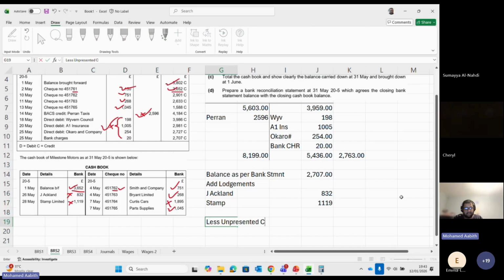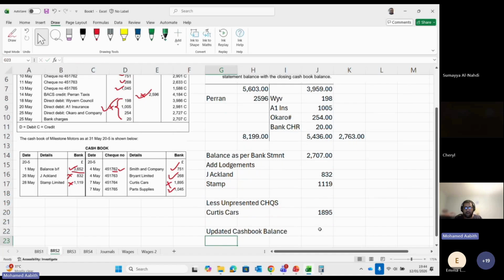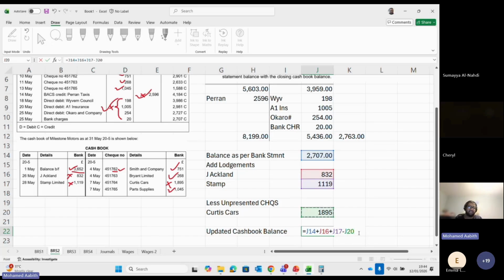Okay, so these are the ones we need added on, and then less unpresented checks. So what are the unpresented checks we have? We have Curtis Cars, and that is for 1,895. Now let's do the updated cash book balance. So let's now provide the bank reconciliation statement. We add these two numbers together and take away this unpresented check.